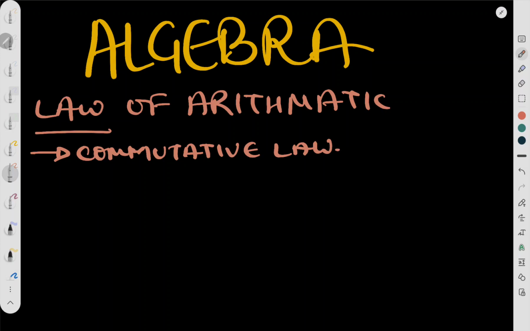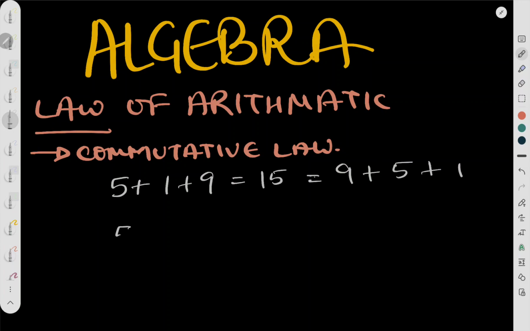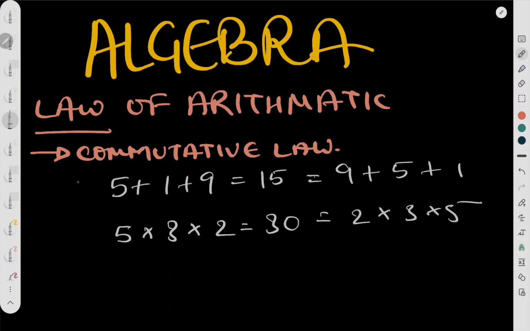Well, the commutative law is pretty easy to understand, and it says that numbers added or multiplied in any order give you the same result. So if you take any 3 or 4 numbers, like 5 plus 1 plus 9, it will always give you 15 even if you add it as 9 plus 5 plus 1. Or if you multiply 5 into 3 into 2, you will always get 30 even if you multiply it as 2 into 3 into 5. That's what the commutative law states.